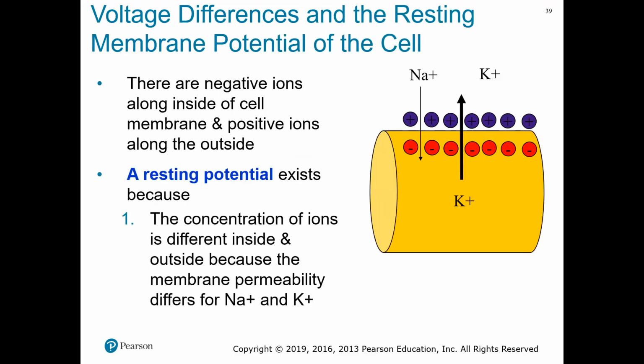Now, that difference in charge, the overwhelmingly powerful positive charge on the outside and the less positive charge on the inside, makes the inside negative. So we now have a difference in charges, positive outside, negative inside, just like a battery. That generates a charge on the cell. We call it the resting potential because there's a difference in the charges.